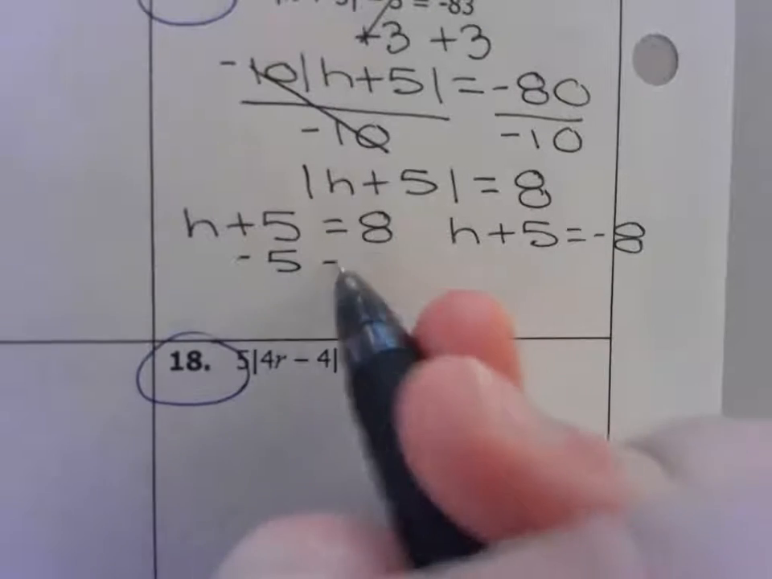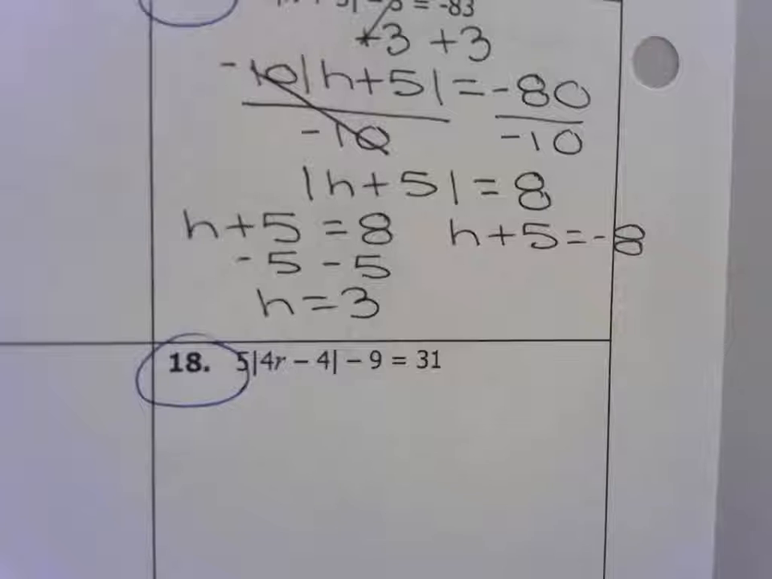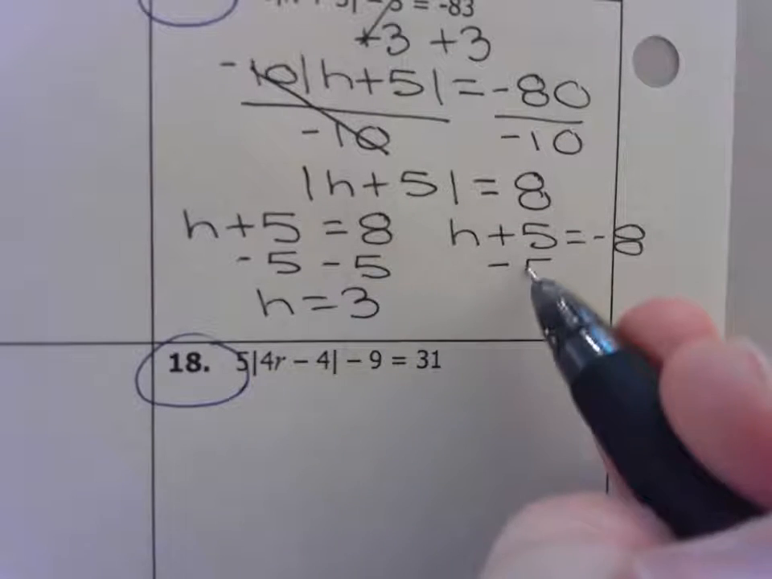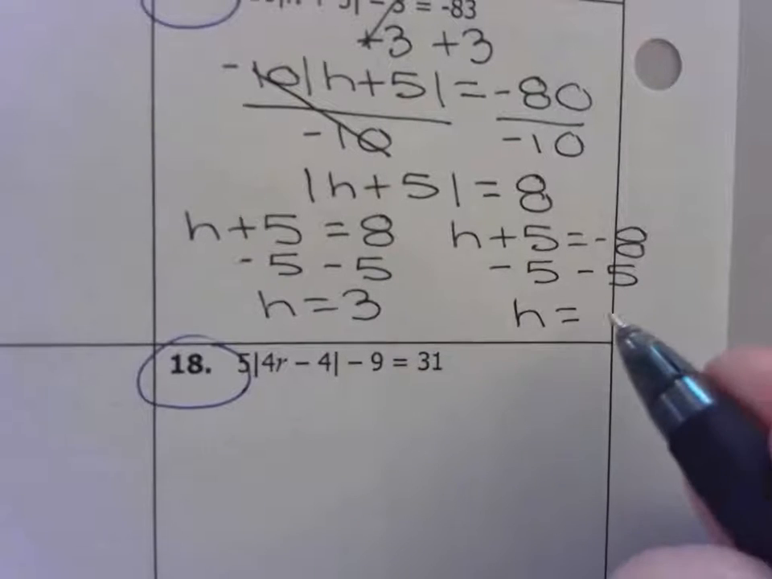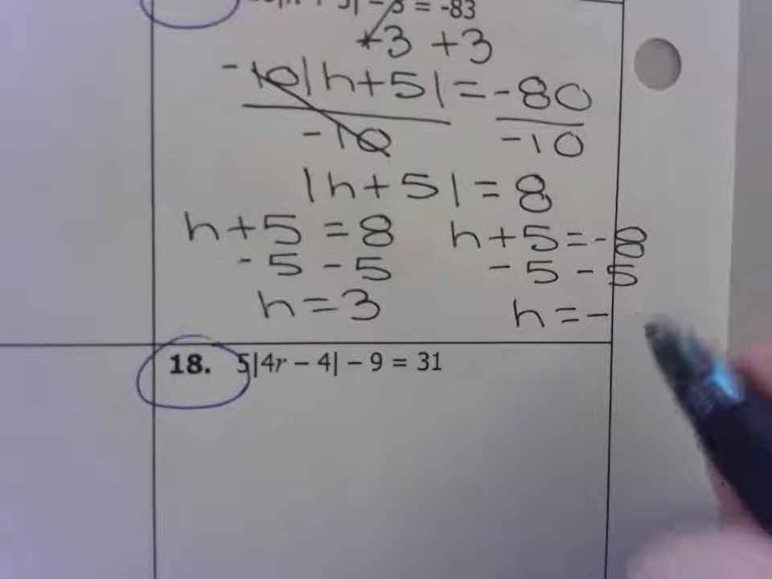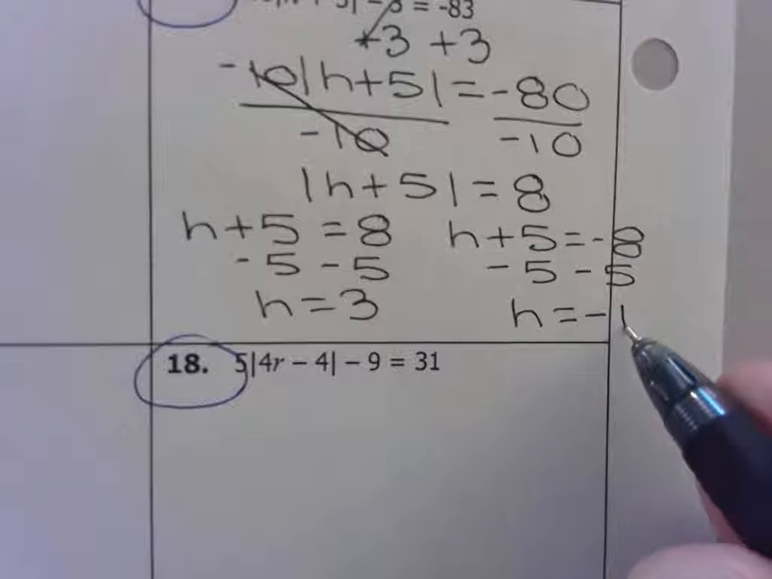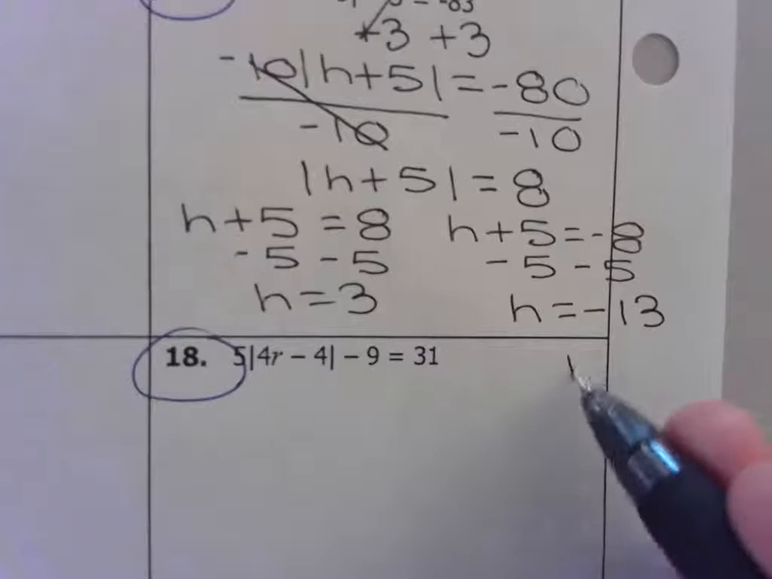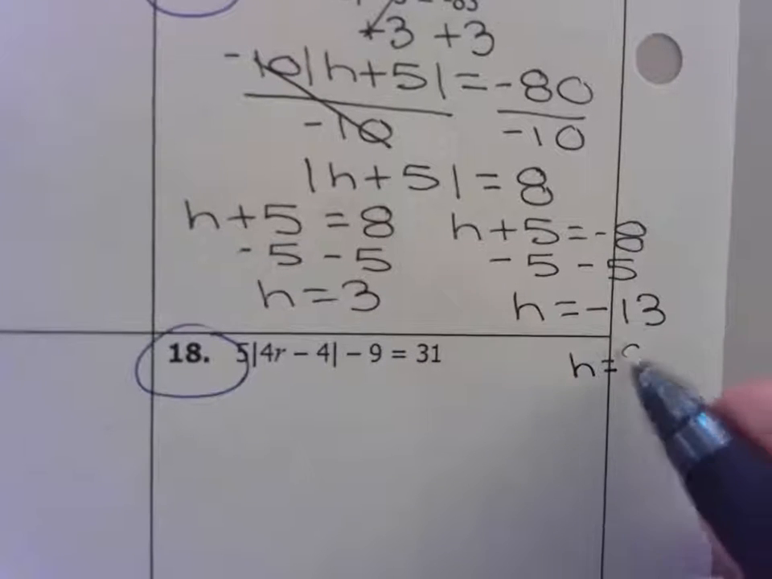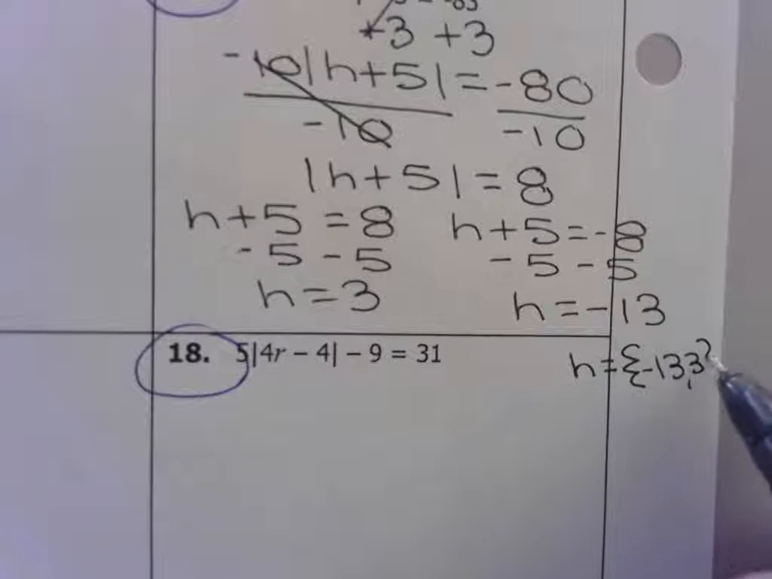Minus 5, h equals 3. Minus 5, h equals negative 8 minus 5. Negative 8 minus 5 is negative 13. So your bracket is going to look like h equals, fancy bracket, negative 13, comma 3.